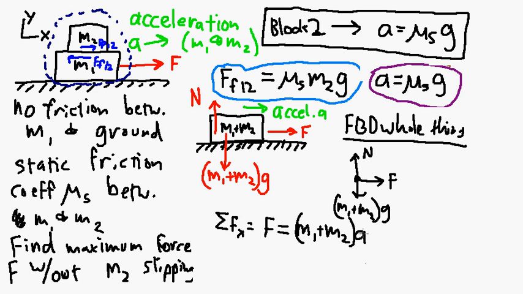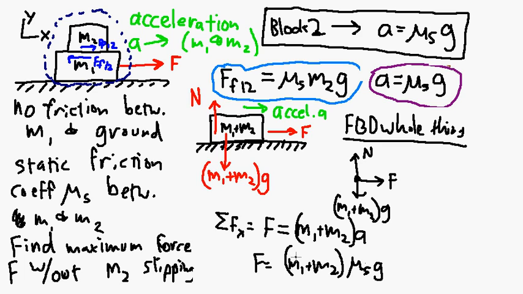Well, that was easy. Wait a minute, a, what was a? Oh my god, a was mu s g. So F equals m1 plus m2 times the coefficient of static friction times g. We found this from our analysis of block 2.